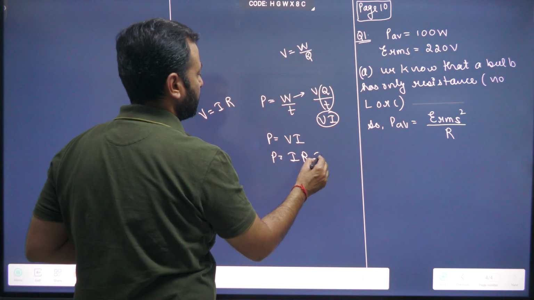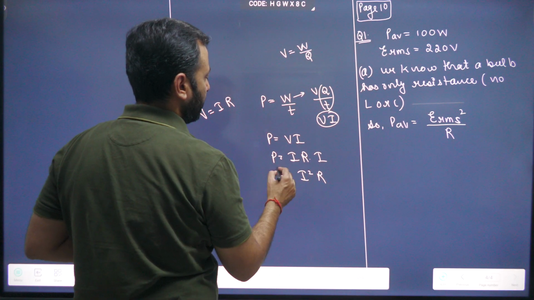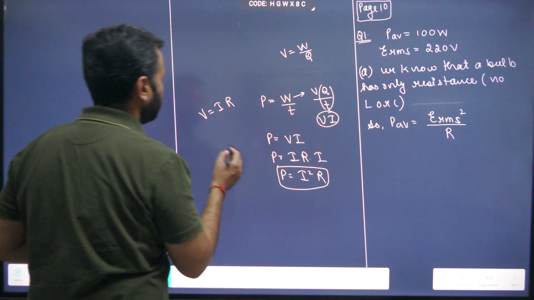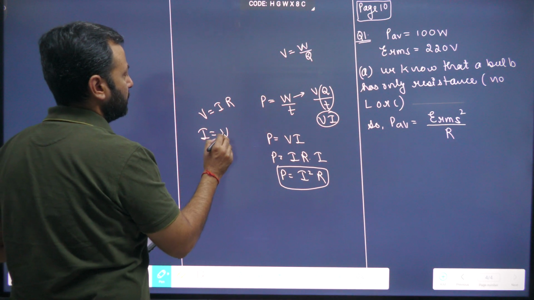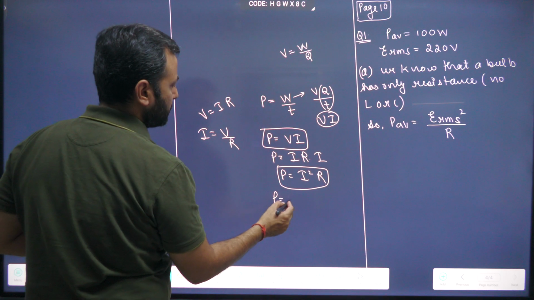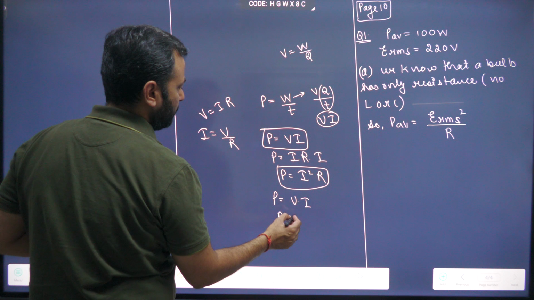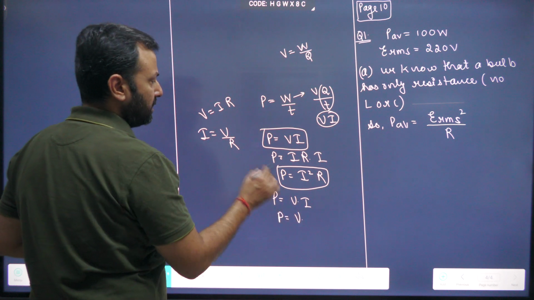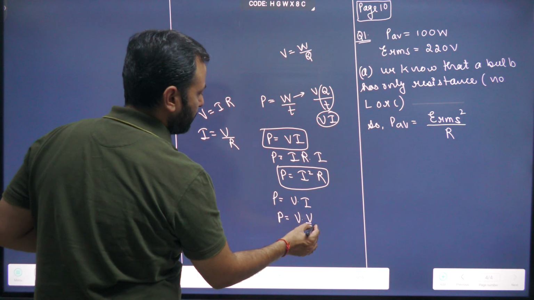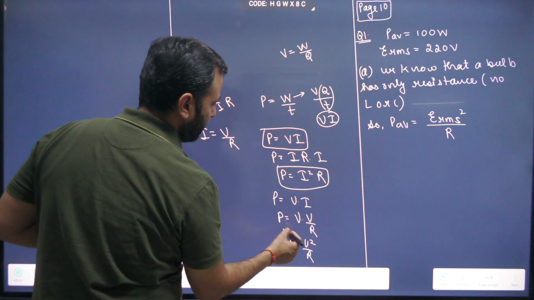P is equal to IR into I, means P is equal to I square R. In the same way, I is equal to V upon R. So P is equal to VI, means P is equal to V, and in place of I we can write V upon R. So P is equal to V square upon R.